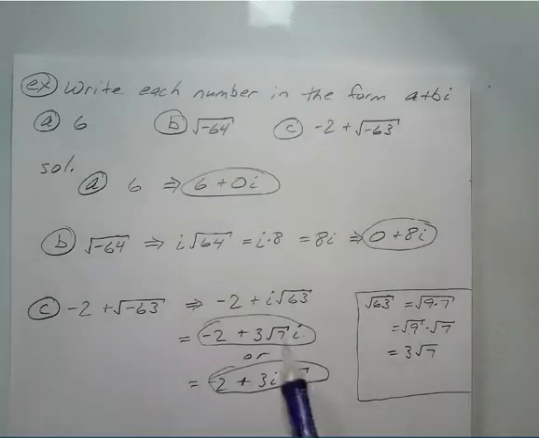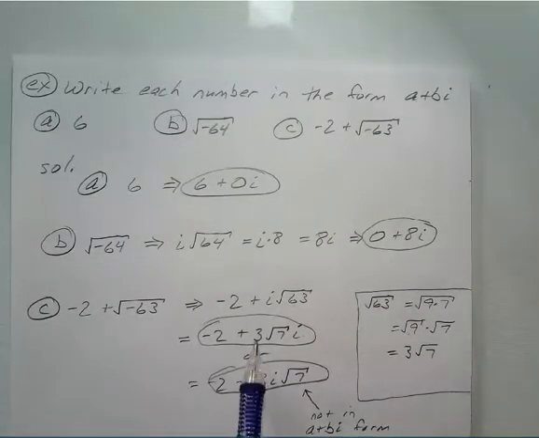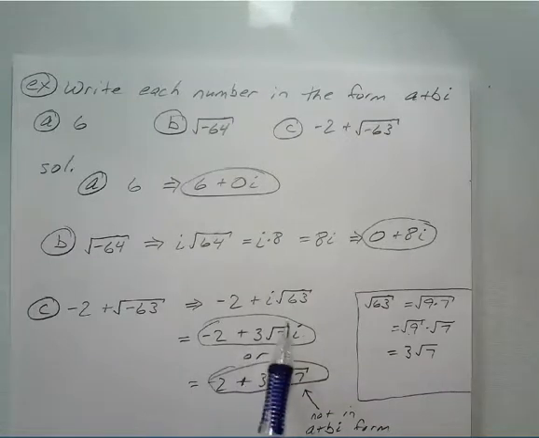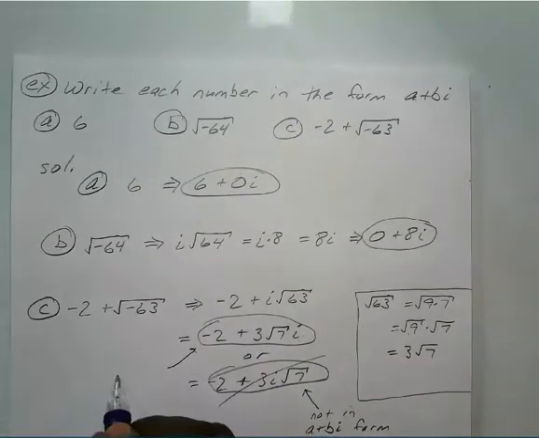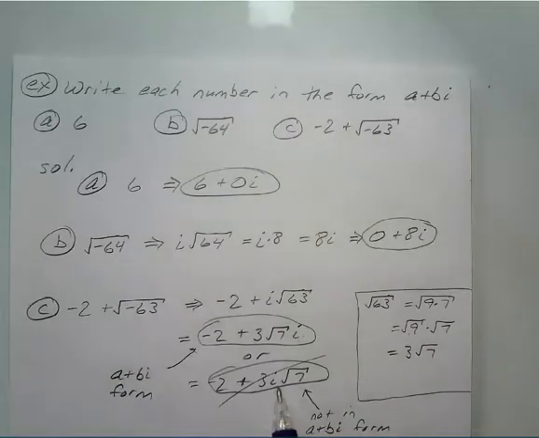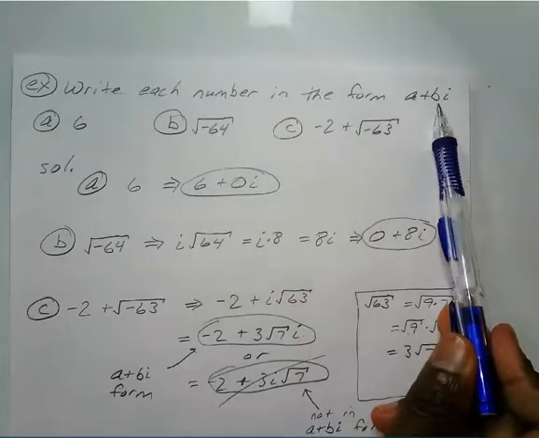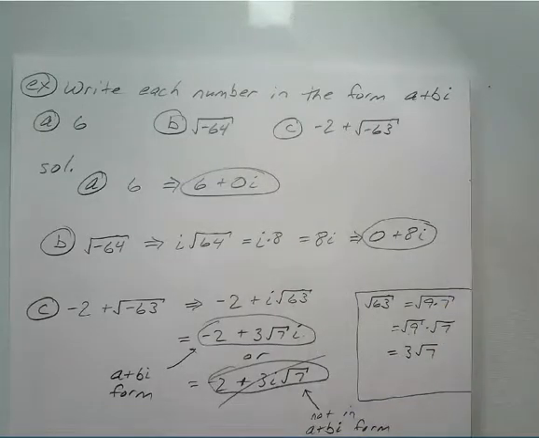Okay. Now, even though both of these are correct, this is actually not in a plus bi form. Because remember, 3 times square root of 7 is your b. Your i has to be the very last thing. So this would be in a plus bi form. Okay, this is correct, but if they wanted it in a plus bi form, it would have to be in this one, not this one. All right.